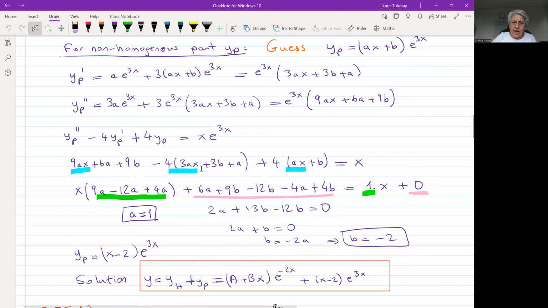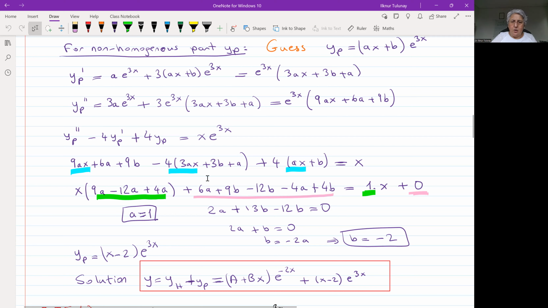So we collect the x terms. We have 9a here, minus 12a here, and plus 4a here. If we add those up, 9a plus 4a is 13a, minus 12a gives just a. So it means that a is equal to 1.